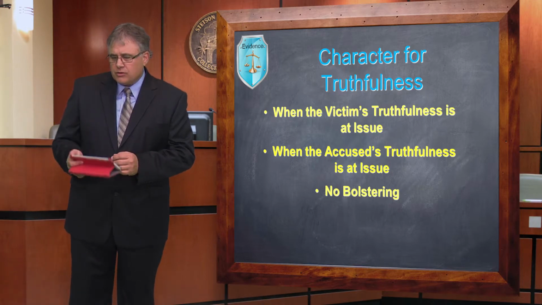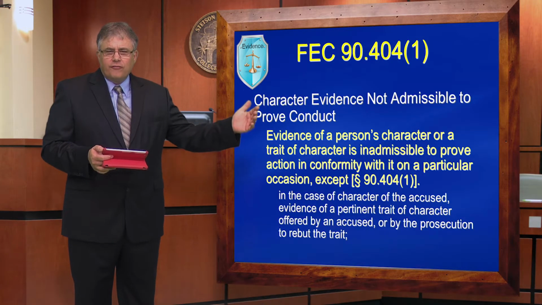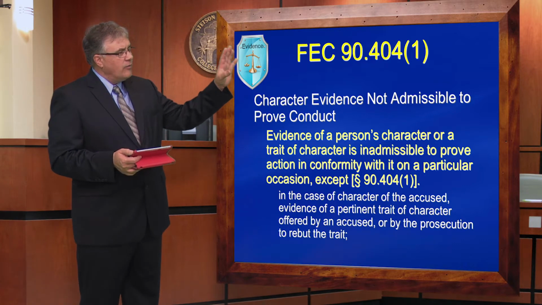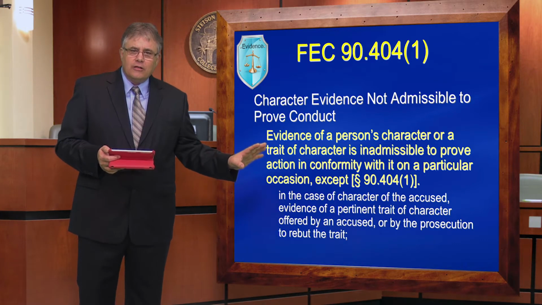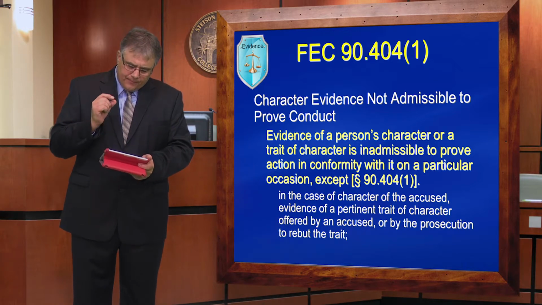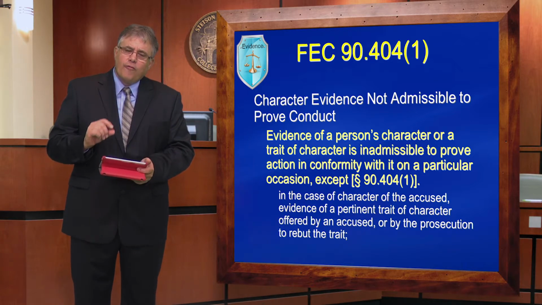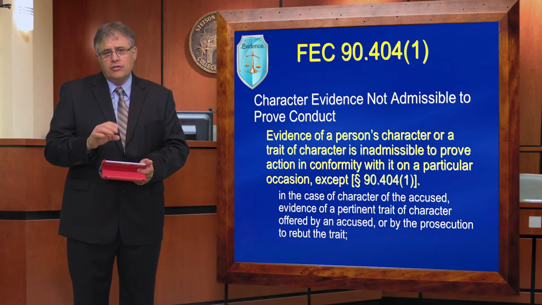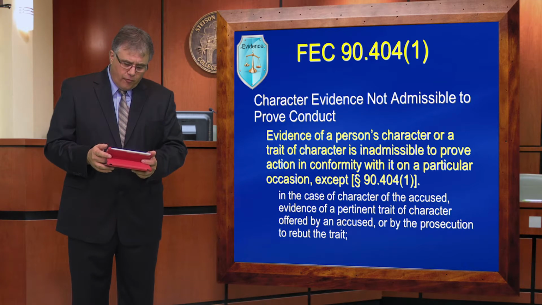Otherwise, we're not really concerned with it. So now we've looked at the federal rules of evidence. In this slide, we've gone back to our blue color because we're dealing with the Florida Evidentiary Code again. This is from 90.404(1). And 90.404(1) is just the Florida version of the Federal Rule of Evidence 404(a).